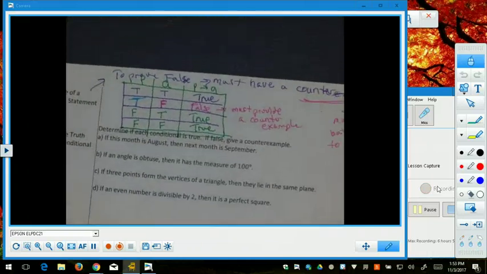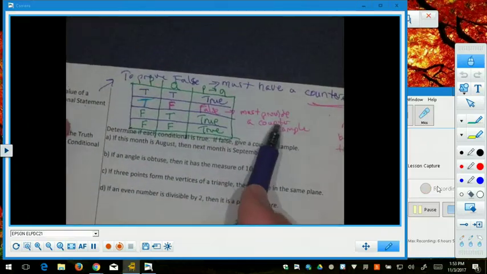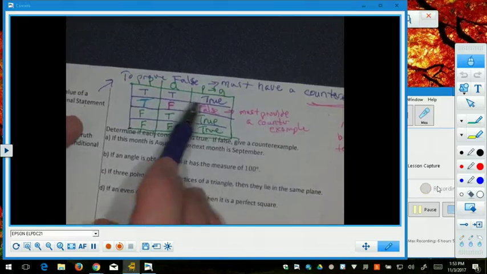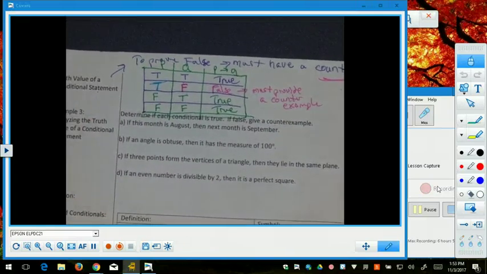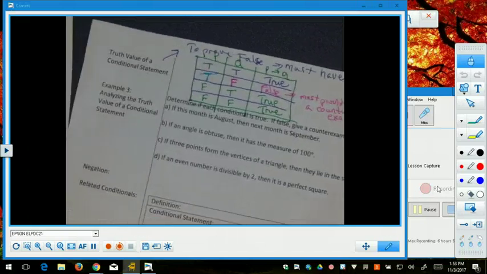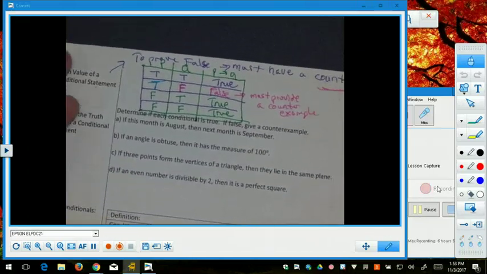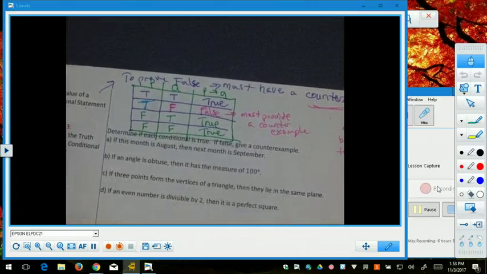The key thing that you need to know going forward is that if you're going to say something is false, you must provide a counterexample that meets the conditions of the hypothesis. Otherwise, you can't say that it's false. So, analyzing the truth value of a conditional statement. Determine if each conditional is true. If false, give a counterexample.